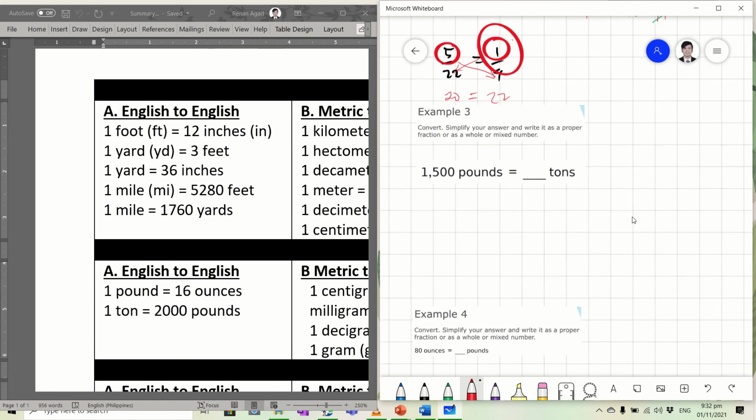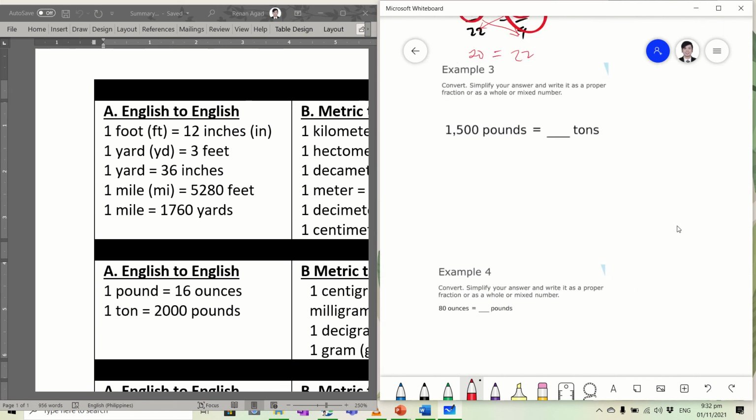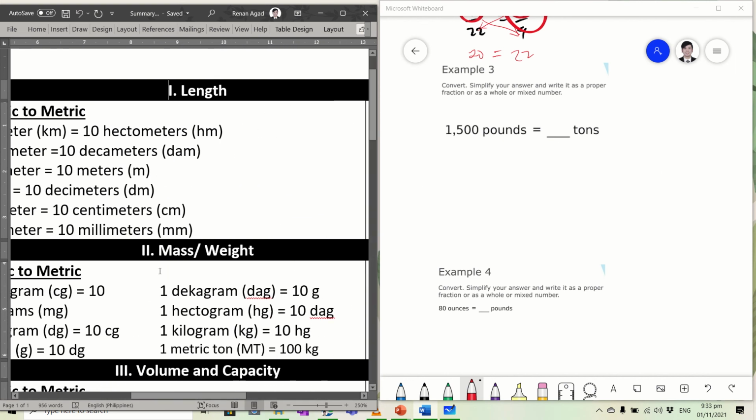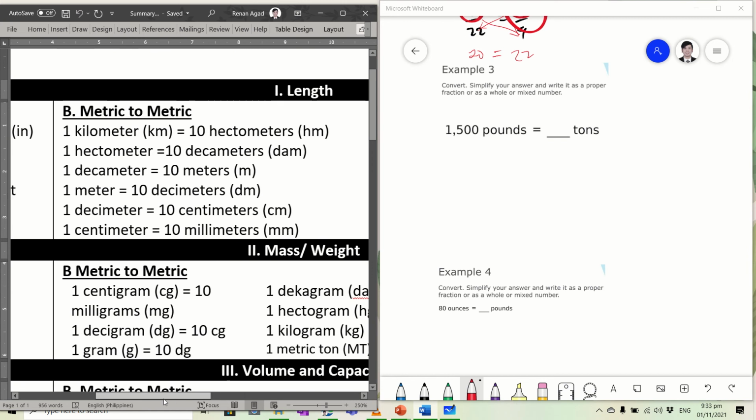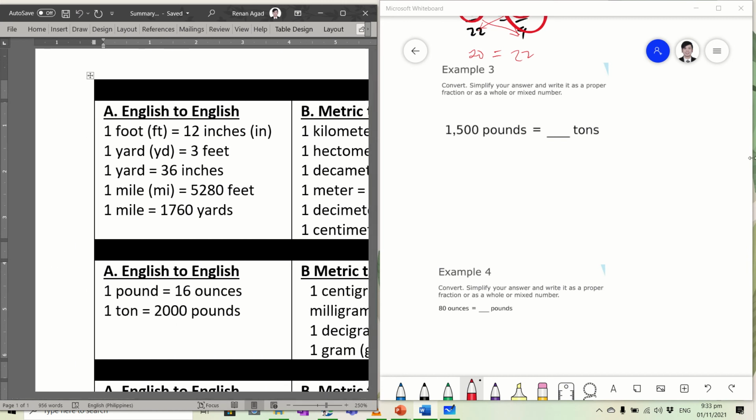Now let's continue with example 3. We have here 1,500 pounds to be converted into tons. Now pounds and tons are not length anymore. Pounds and tons are mass or weight, and both are in English. So we're just converting English to English. We just put 1,500 pounds in here. Pounds is abbreviated LB, times a fraction, the conversion factor. But what conversion factor will we use? We have two options here actually. It's either you use 1 pound is equal to 16 ounces or 1 ton is equal to 2,000 pounds.